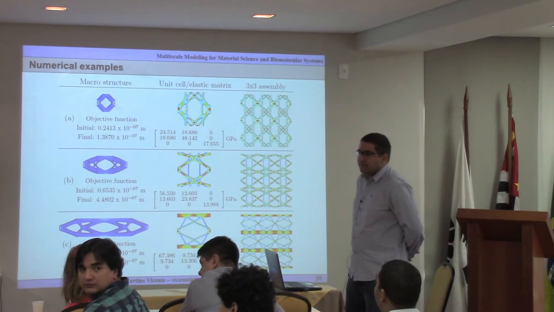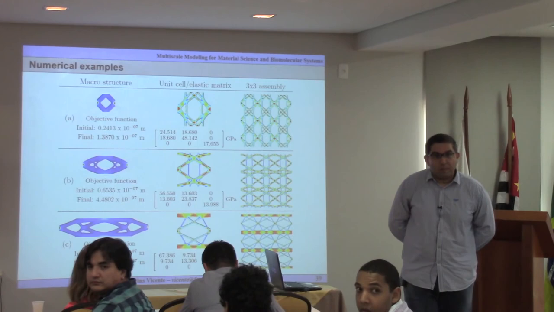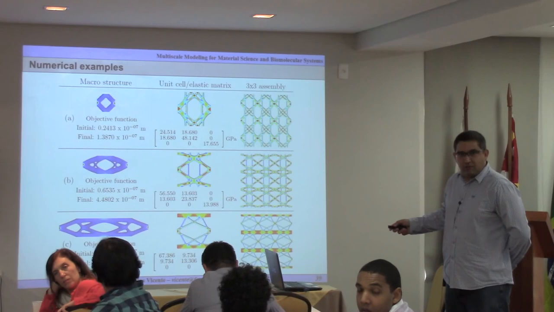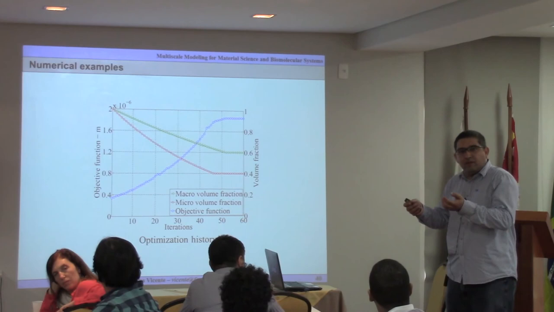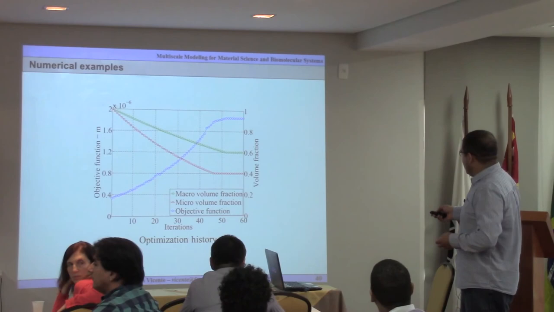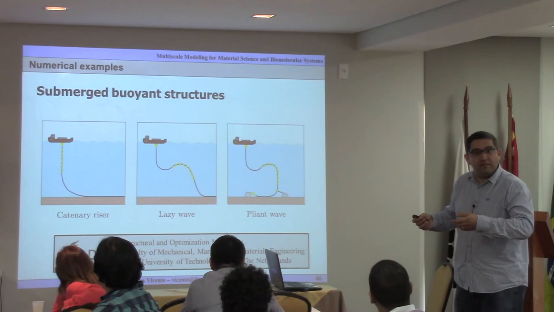Excuse me, just one quick question. So you showed submerged buoyant structures. I guess that is for oil risers, right? Yes. So what are you optimizing there? It's not sound pressure, is it? No. It's the compliance of the structure that is holding the riser. There's a riser, and there's a structure holding it with the buoyancy effect. And we are optimizing the compliance, keeping certain buoyancy properties. Okay. So it's a combined objective function.